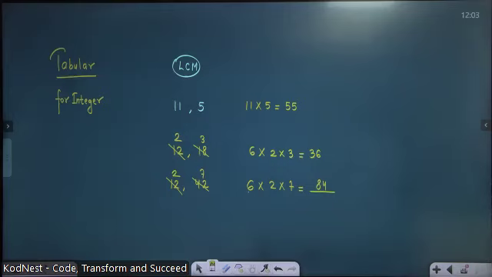12 can be taken. Why can 12 be taken? 12 is not common. The common factor you have to say.